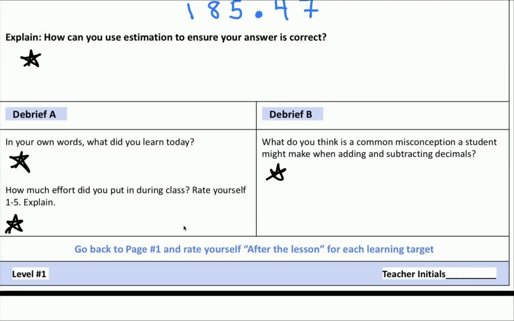Once you finish answering this page, at the beginning of this lesson, we rated ourselves 1 through 5 on our learning targets. Now that we've gotten more practiced, you're going to go back to page 1 and rate yourself after the lesson. Then get your teacher's initials for page 6 and get feedback.